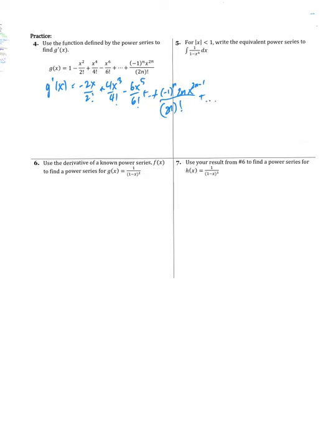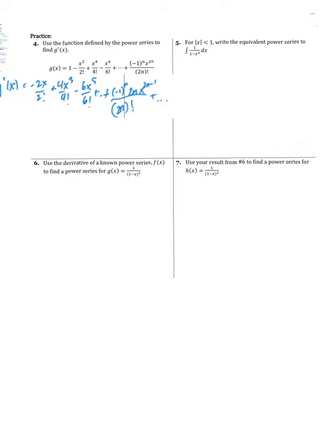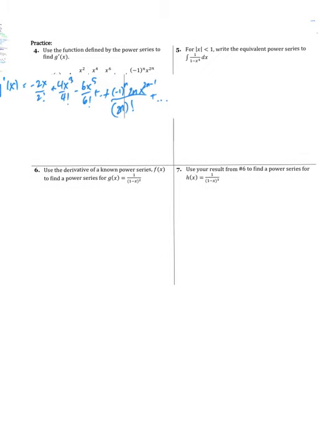Let me rewrite that so it fits better. I'm just going to simplify this a little bit. So g prime of x is going to be equal to negative x plus x to the third over 3 factorial minus x to the fifth over 5 factorial plus dot, dot, dot, plus negative 1 to the n x to the 2n minus 1 over 2n minus 1 factorial plus dot, dot, dot.